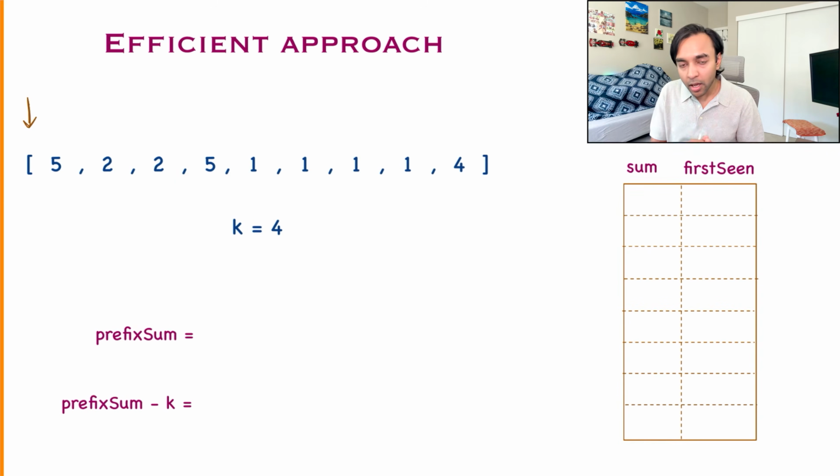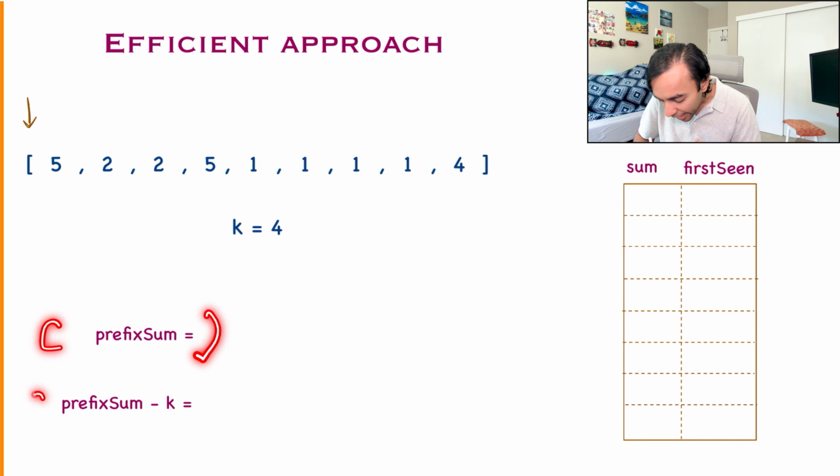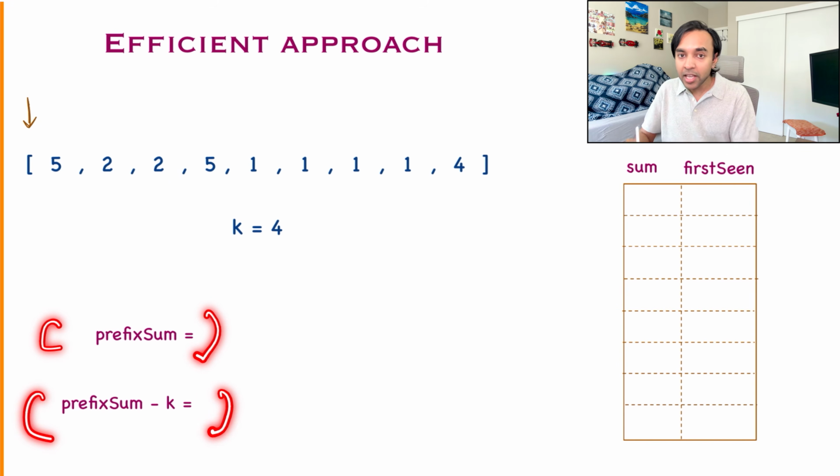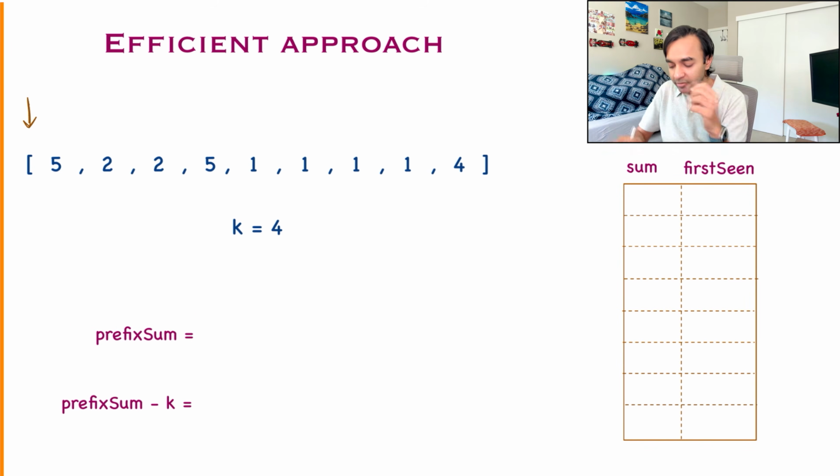And now let us go ahead and try to implement the programmatic version of this problem. Over here, I have the same array available and the value of k is 4. What we are going to do is keep track of two particular values, the prefix sum and the prefix sum minus k. We are going to keep on calculating these values as we iterate through our array.